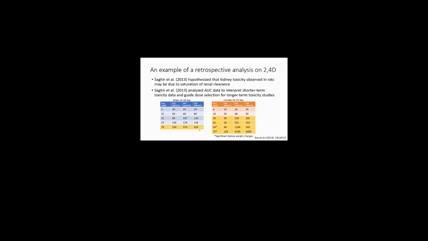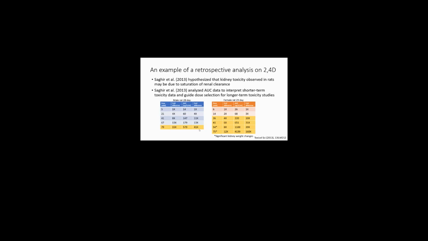So in this example, we analyze the AUC, area under the curve data for 2,4-D, to see if kinetics can be used to explain the different dose response observed in male and female rats. In this 2013 dietary study, they observed treatment-related kidney weight change at 54 milligram per kilogram per day in female adult rats, but they did not observe any effect in male rats up to 79 milligram per kilogram per day.